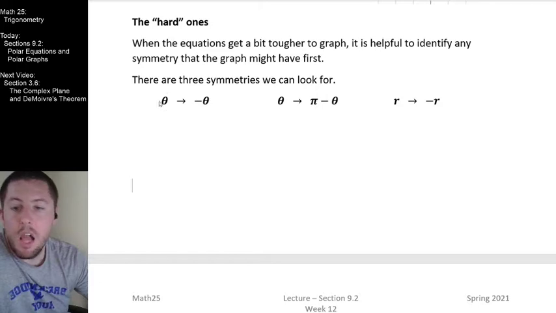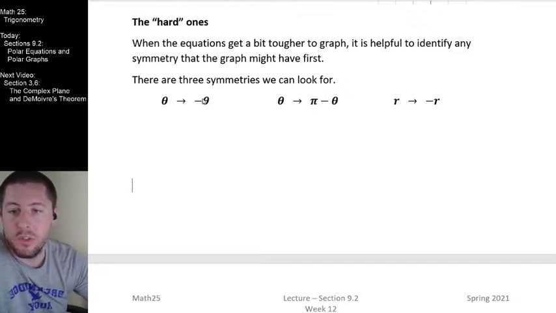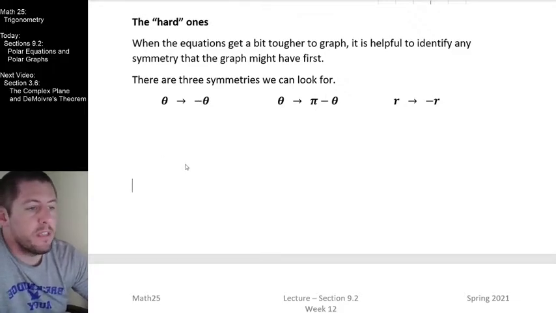Suppose you replace all of the thetas in your equation with negative theta. If when you then simplify your equation, you get the exact same equation back, if that negative didn't make any difference to your actual equation's evaluation, then there should be some symmetry we've identified, and we kind of know how this works, right? We've seen this graph before.